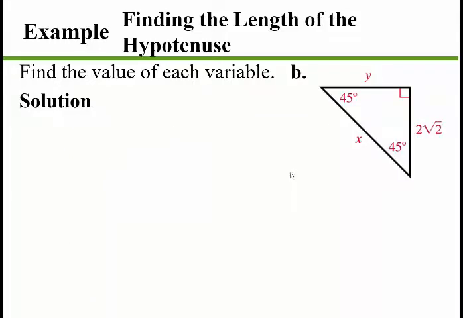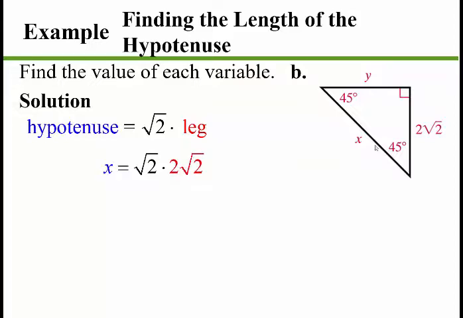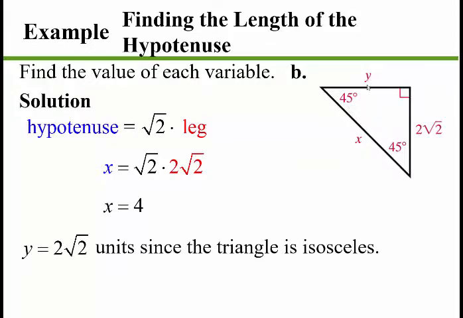Let's do another one here. So I've got 45, 45, 90, and I want to find the value of the variables x and y. Well, what you can see is x here is the hypotenuse. So this gets a little weird because the length of a leg here is 2 square roots of 2. But for the hypotenuse, let's just follow the formula. The square root of 2 times the leg. Well, the leg here is 2 square roots of 2. Square root of 2 times square root of 2 is 2, times this 2 gets me 4. So the hypotenuse here is 4. And the length of this leg is also just 2 square roots of 2 because these two legs are congruent.